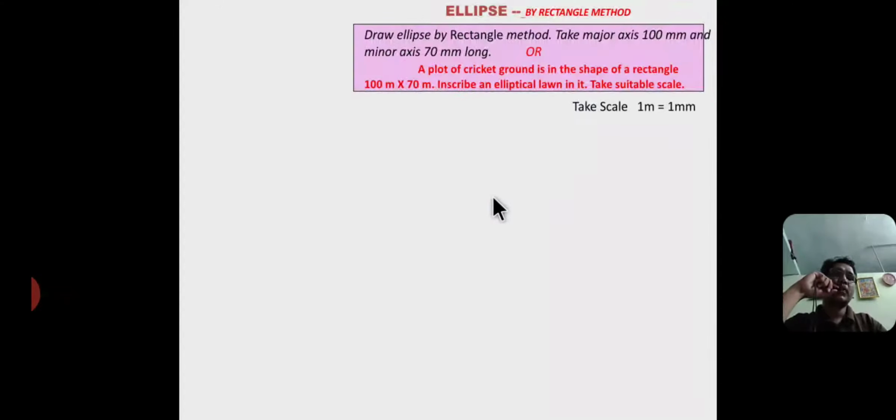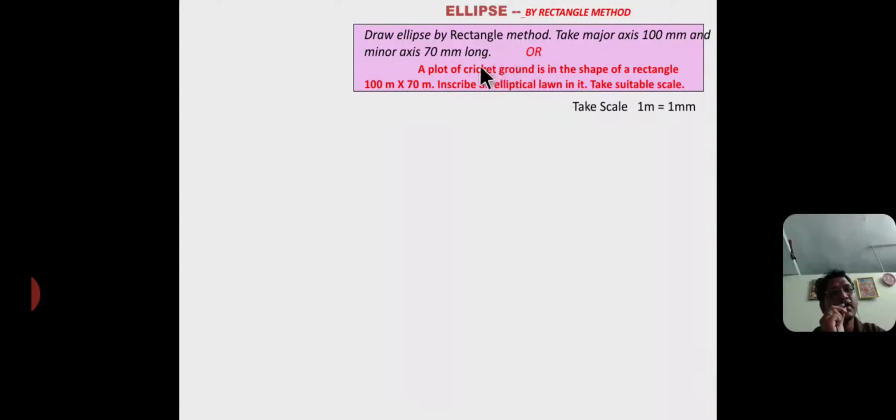Now coming to the problem, draw ellipse by rectangle method. Take major axis 100 mm and minor axis 70 mm. So this is the first question: draw ellipse by rectangle method, taking major axis 100 mm and minor axis 70 mm.